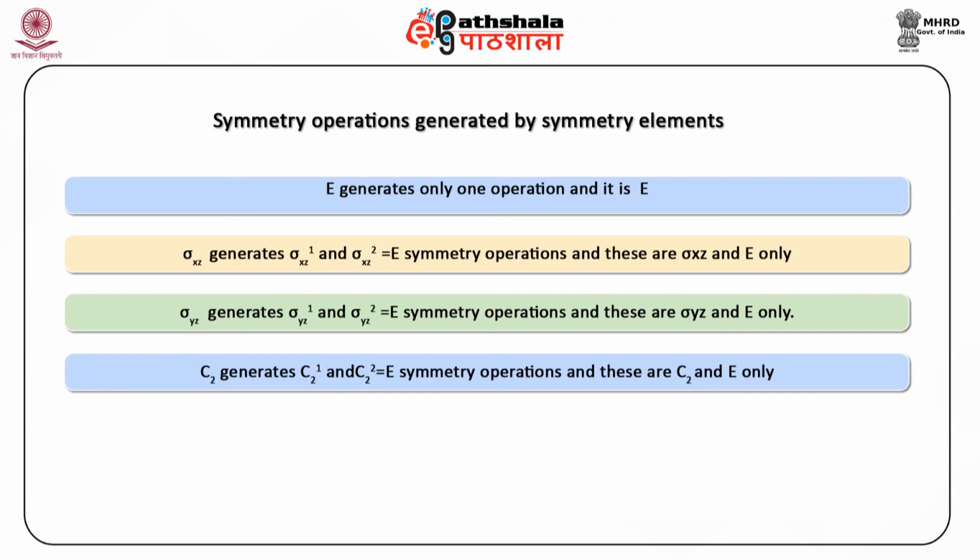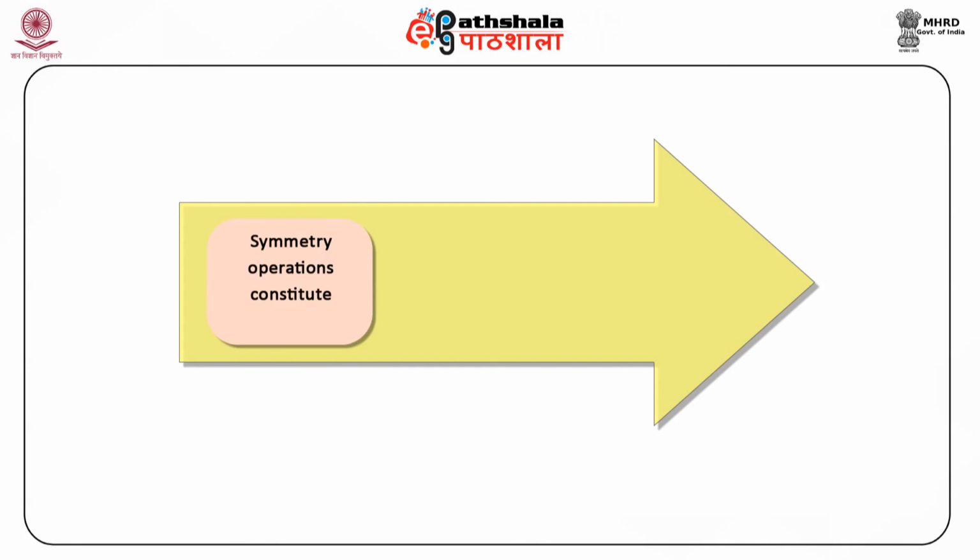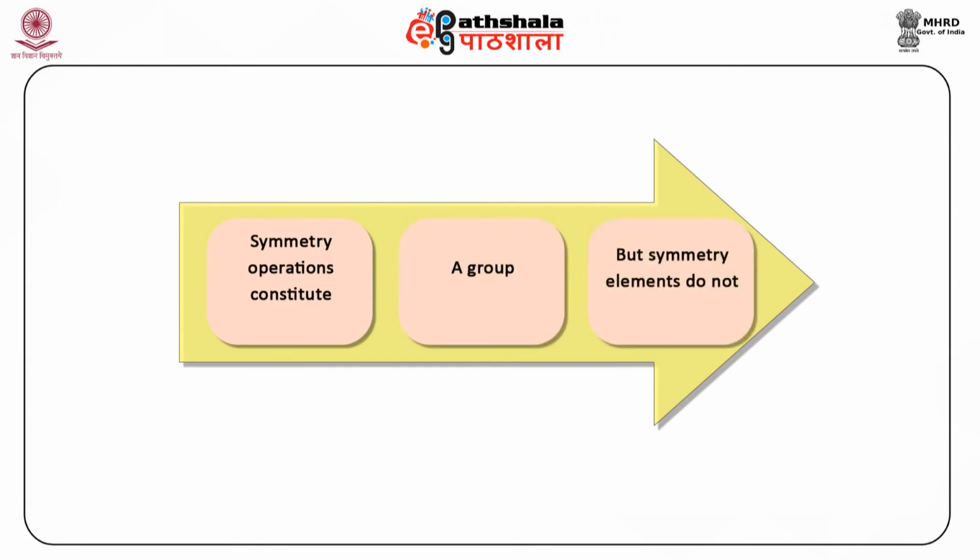These 4 symmetry operations constitute a group, that is, sigma xz, sigma yz, C2 and E is a group of order 4. Number of elements in a group is its order. It is the symmetry operations that constitute a group and not the symmetry elements.